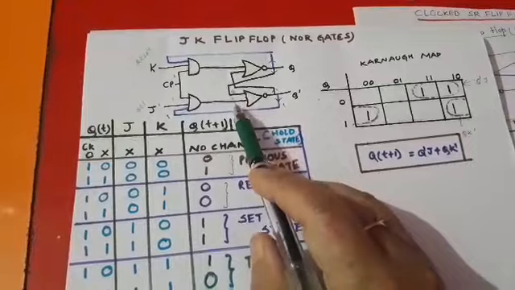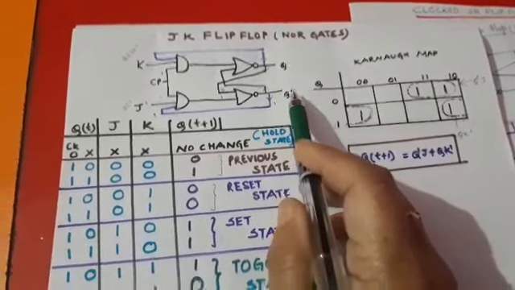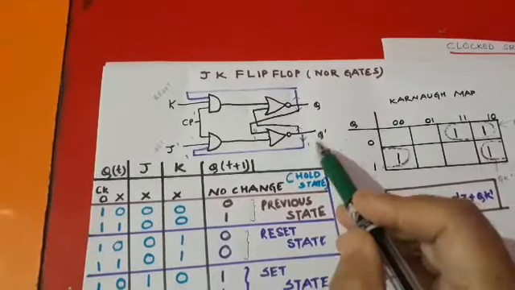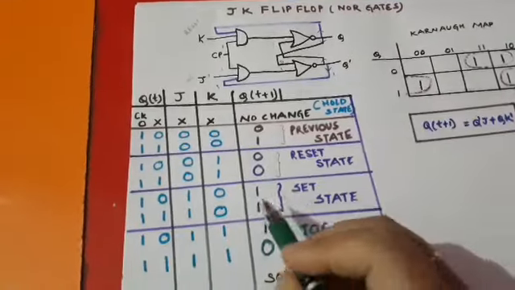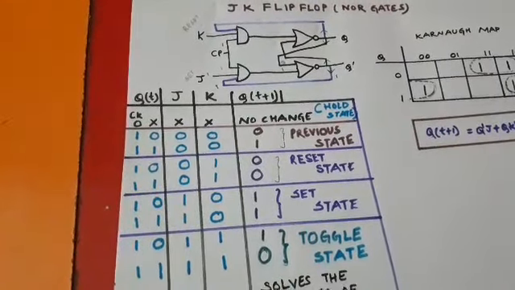So 0 and 1 will again give us 0. So 0 is our Q prime. If 0 is Q prime, what happens? Q will become equal to 1 because Q prime is 0. So that is what we have written here, 1. So we get the value 1.